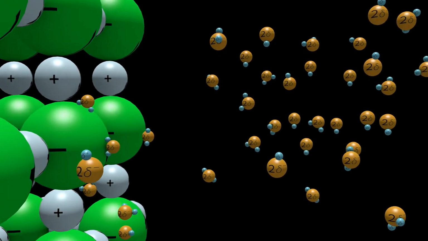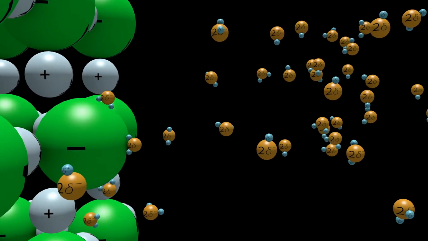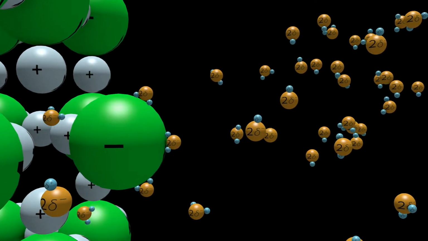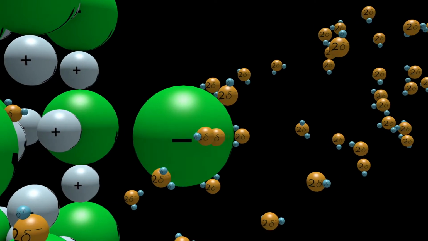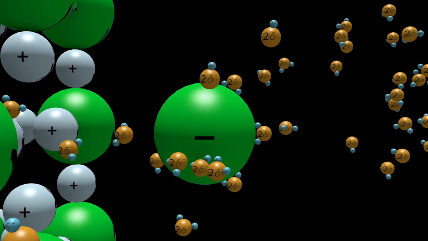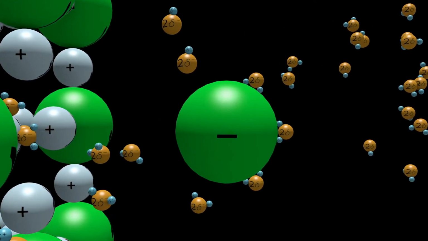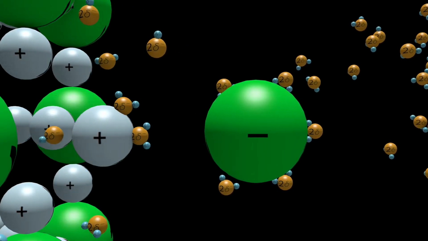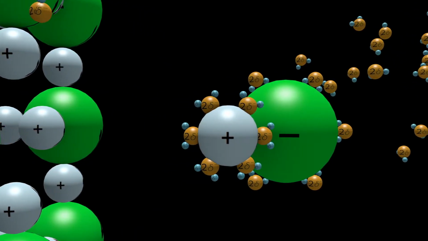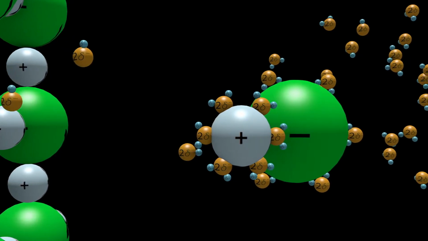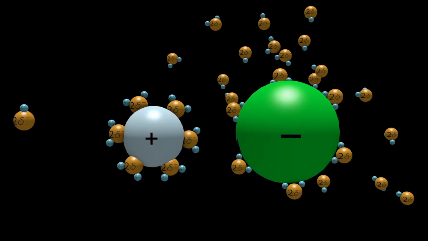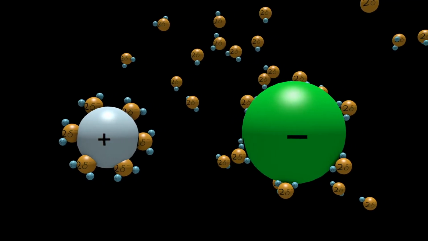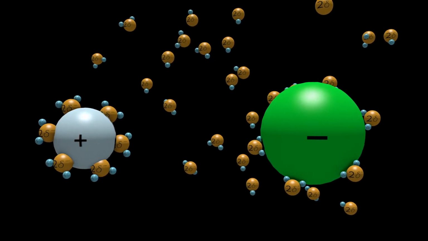Each polar water molecule orients itself in a way to maximize its attraction with a chloride or sodium ion. The negative oxygen end of a water molecule is attracted to a positively charged sodium ion, while the positive hydrogen end is attracted to a negatively charged chloride ion. The strong forces holding the positive and negative ions in the solid are replaced by strong water-ion interactions, and the solid dissolves, the ions disperse.